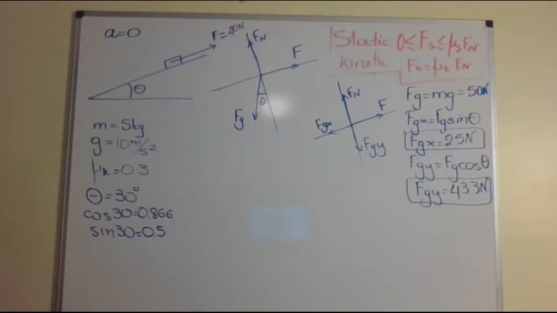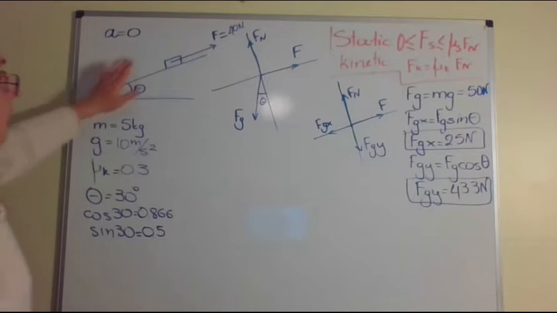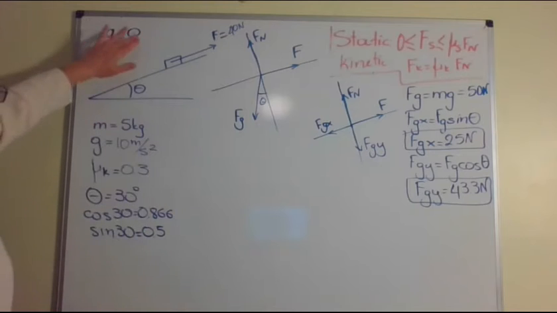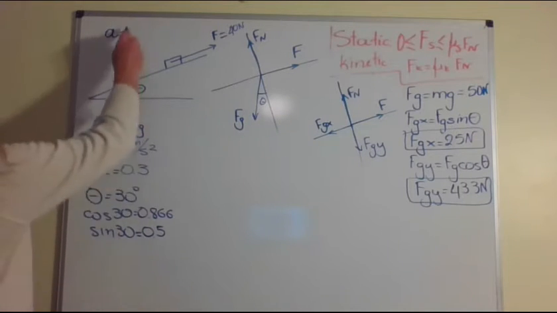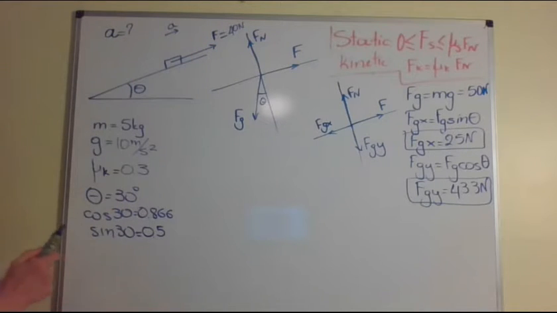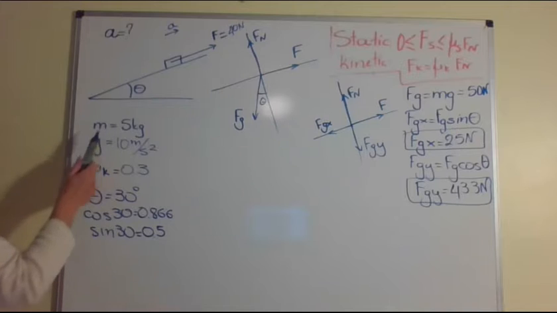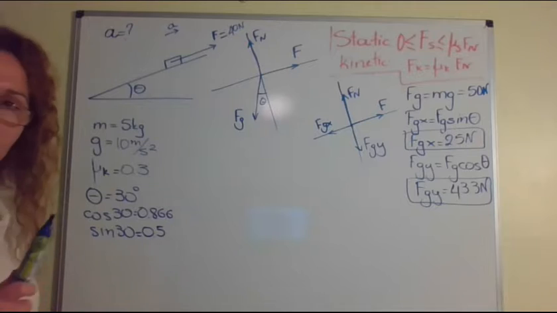Going back to the incline, I have a force of 40 newtons pulling the object up, and I want to find what kind of acceleration I'm going to have, knowing the mass, the acceleration due to gravity, and the angle, which is 30 degrees, and knowing that the coefficient of kinetic friction is 0.3, meaning we have friction.